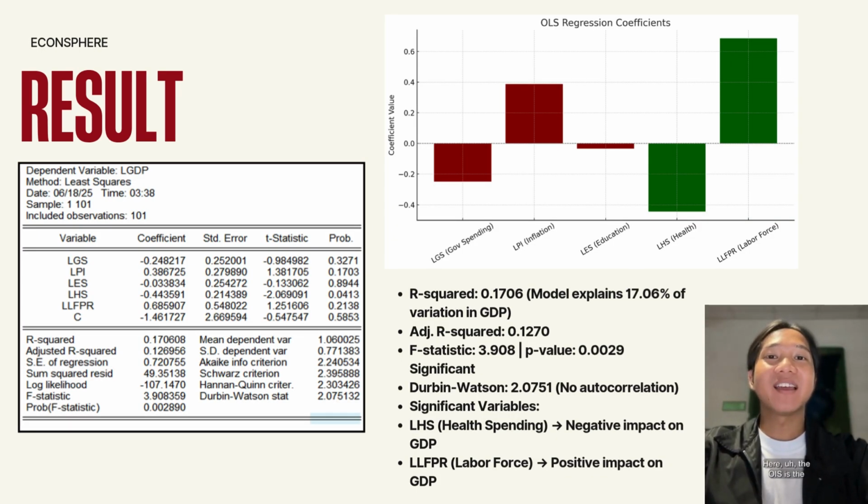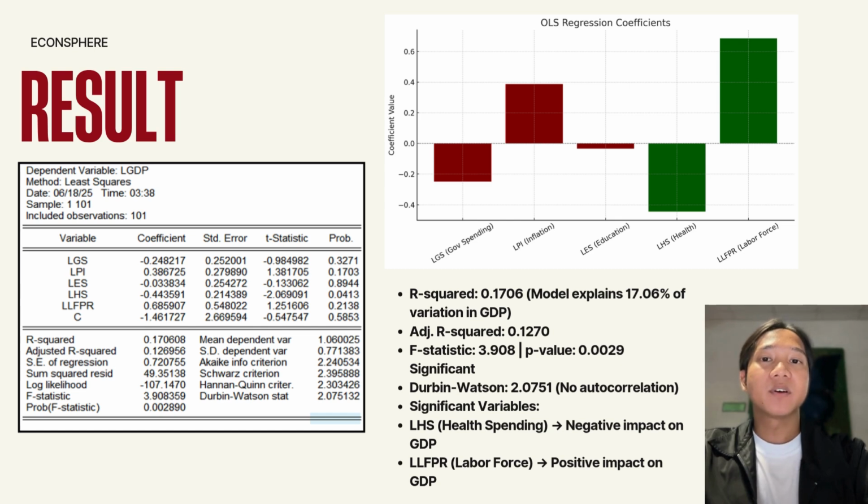Here are the OLS results. The R-squared is 0.1706, meaning about 17% of the variance in GDP is explained by the model. The F statistic is 3.908 with a p-value of 0.0029, showing the model is statistically significant overall. Among the independent variables, only health spending and labor force participation rate are significant at the 5% level. Health spending has a negative relationship with GDP, while labor force participation has a positive one.